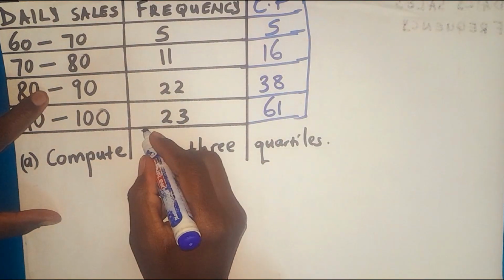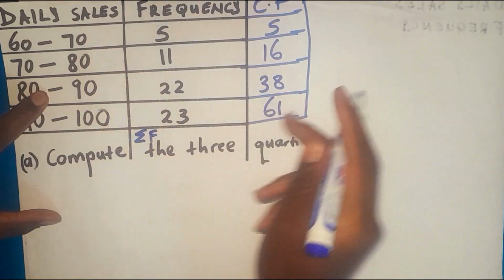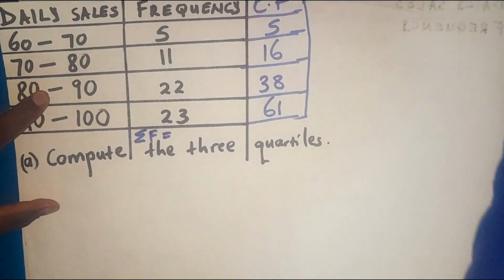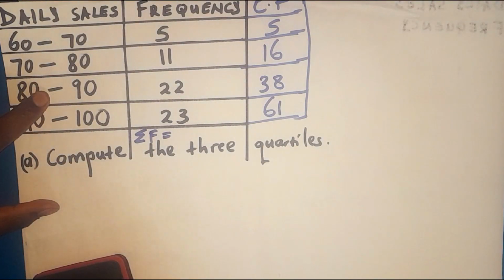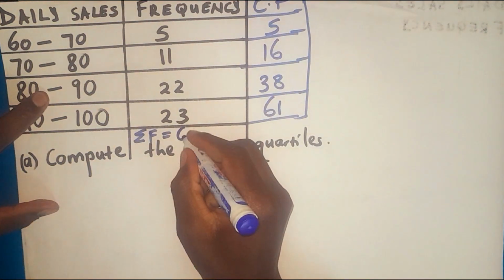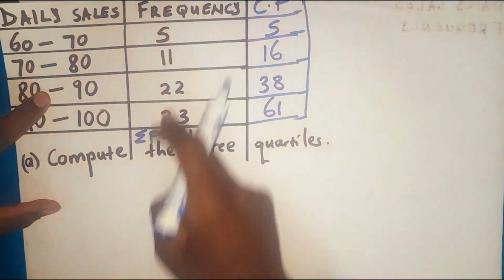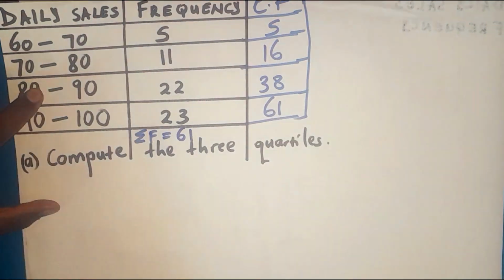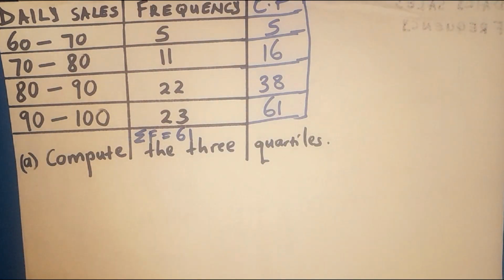To prove that the working for the cumulative frequency is correct, let us calculate the total frequency which we are having here. So we're going to say 5 plus 11 plus 22 plus 23, that's 61. So it means it's correct, because if the total frequency here is 61, it must be equal to the last cumulative frequency. Therefore, the way we are working our cumulative frequency is correct.